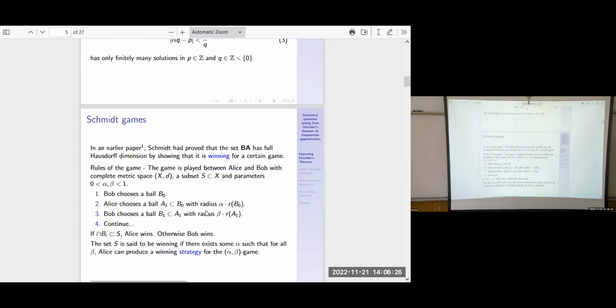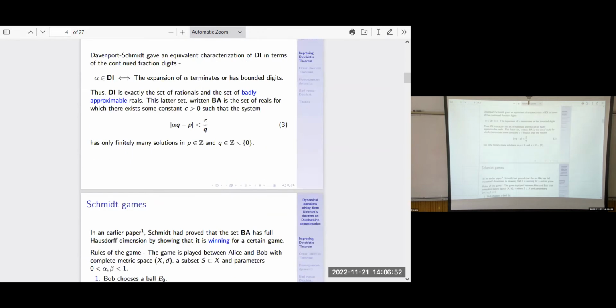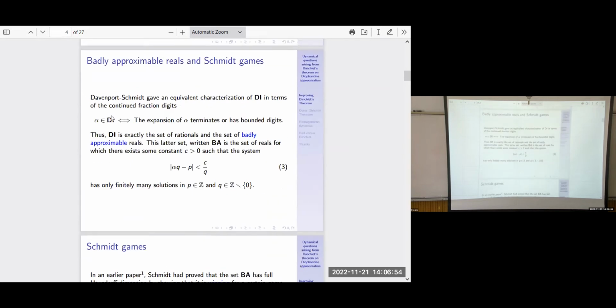Prior to this paper, Schmidt had already written this seminal paper about Schmidt games, where he had proved that BA is a very large set. He proved that it has full Hausdorff dimension, which was an old result going back to Jarník, but he proved something stronger, that it's winning for a certain game. DI and BA, how do they relate? They proved that DI is equal to Q union BA.